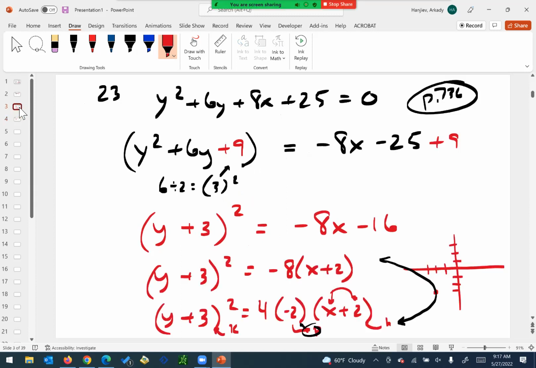Noah's question is, why do we get 9 for the other one? Anybody? Why didn't we get 9 for the previous one? We did. We added 9 to one side and the other. Never mind. No problem.